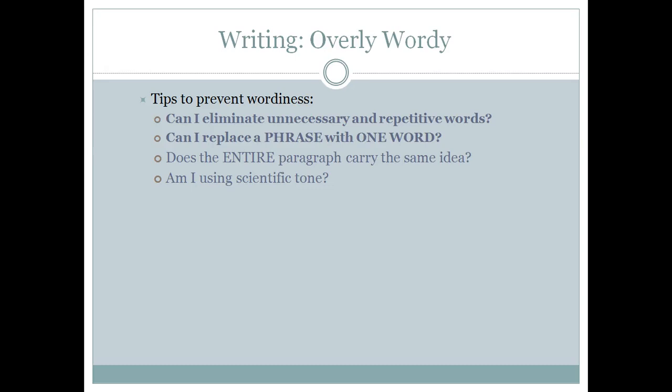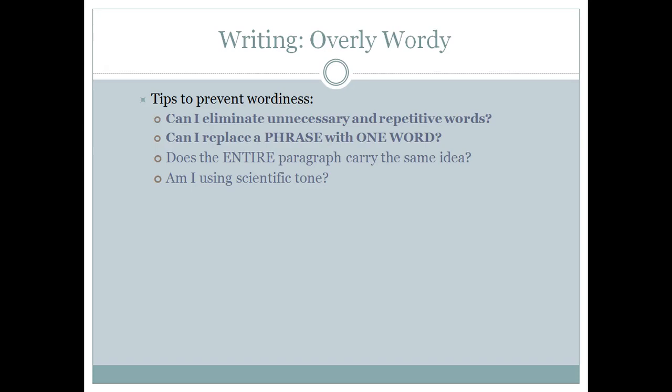Okay, so that section was writing mistakes for grammar. This is common writing mistakes for just everyday writing. The first one is overly wordy. So we're writing scientifically, and you want to make sure that you're being very clear, concise, succinct. You don't want to go off creatively. You just really want to get to the facts.